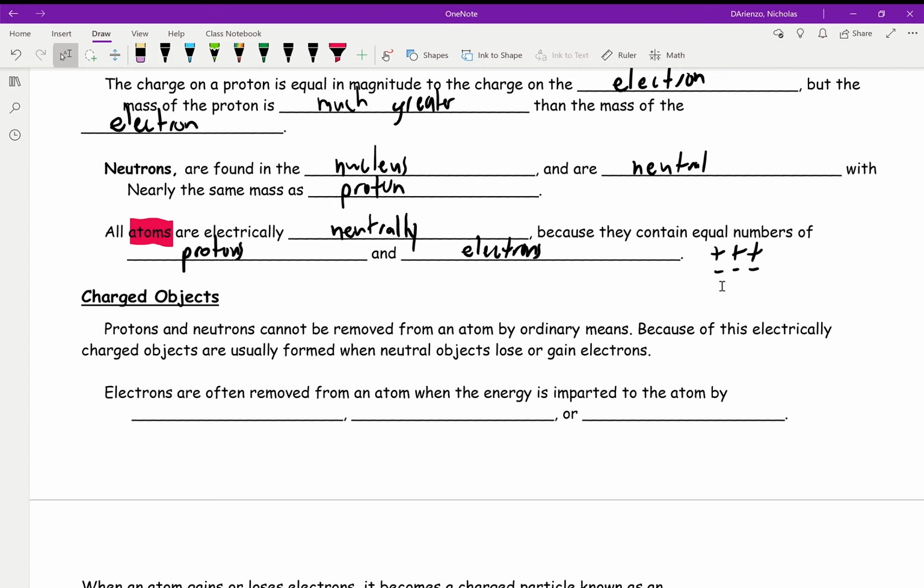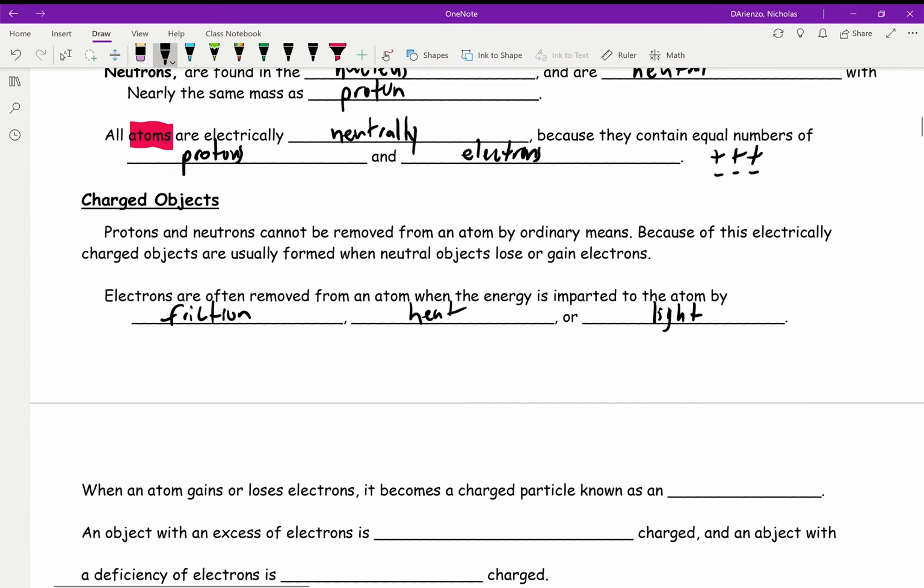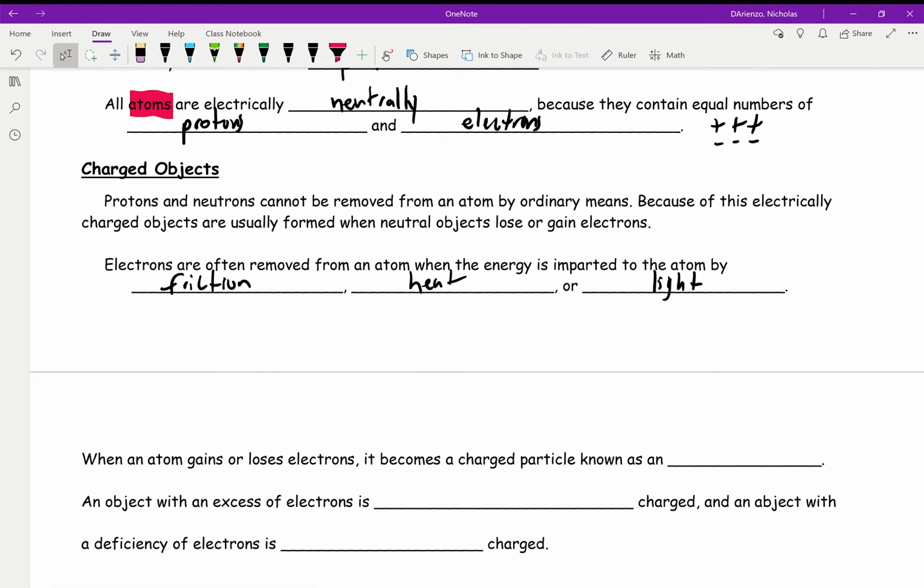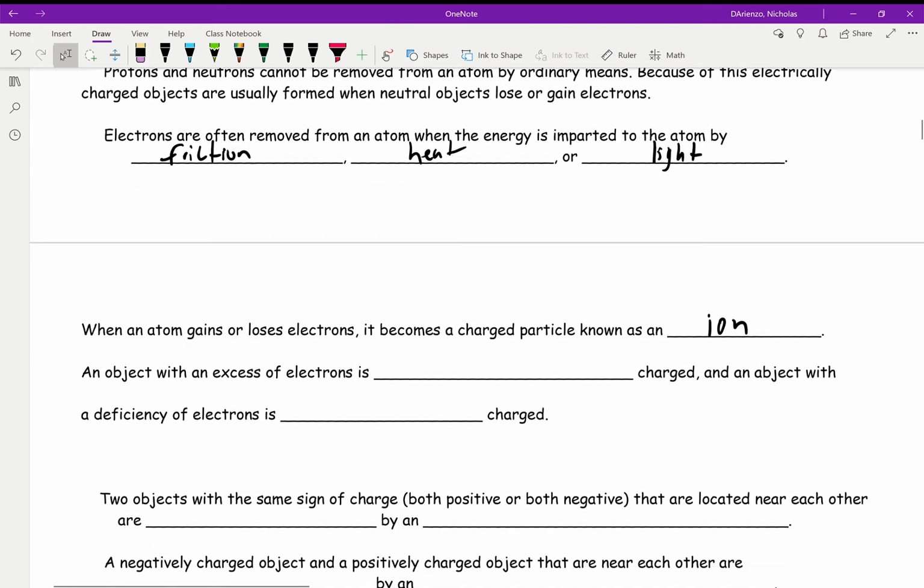Now, electrons can be removed from an atom when energy is imparted to the atom in a couple of different ways. This can be done either through friction, heat, or light. And if it is exposed to some type of energy like this, it can become a charged particle known as what we call an ion.